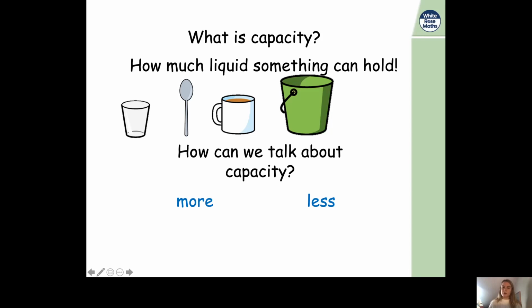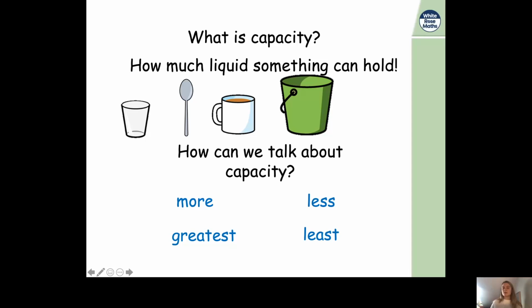We can also say that something has less capacity than something else. So we could say the spoon has less capacity than the bucket. Okay, the other way round: we can fit less liquid into the spoon than into the bucket.